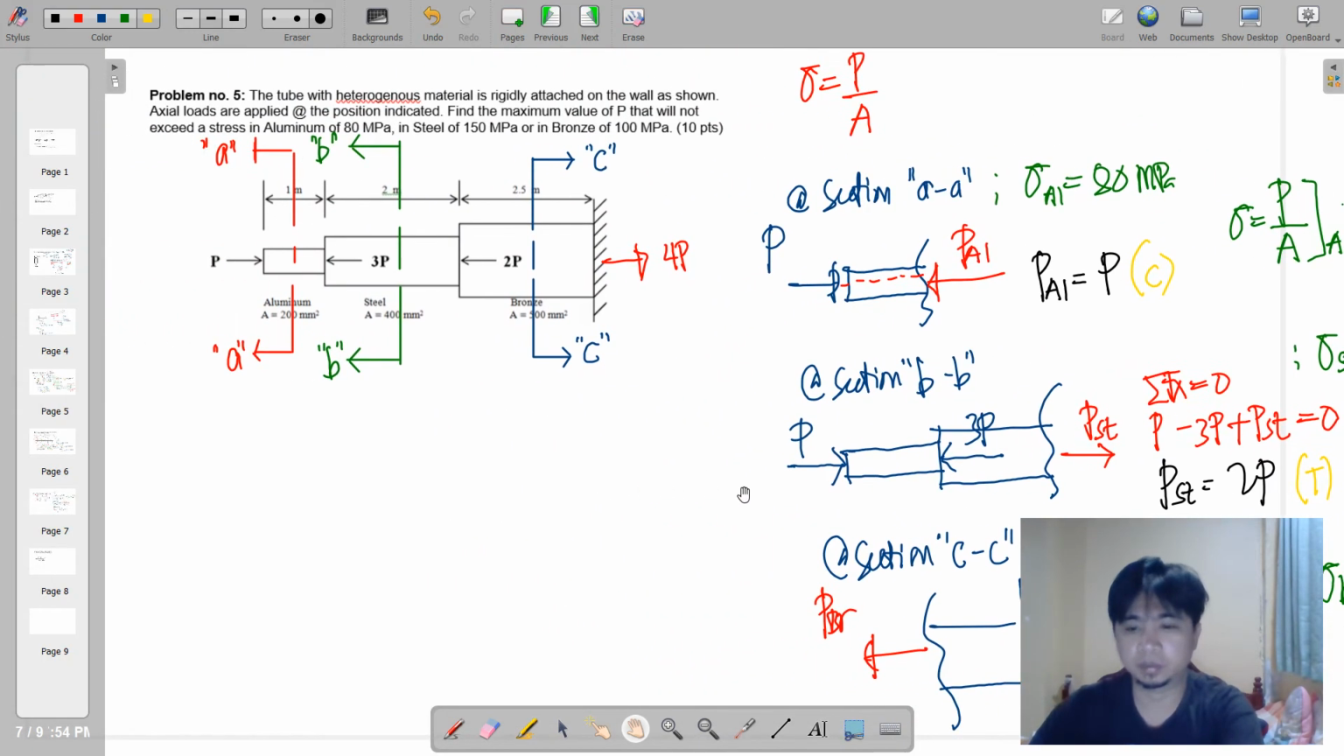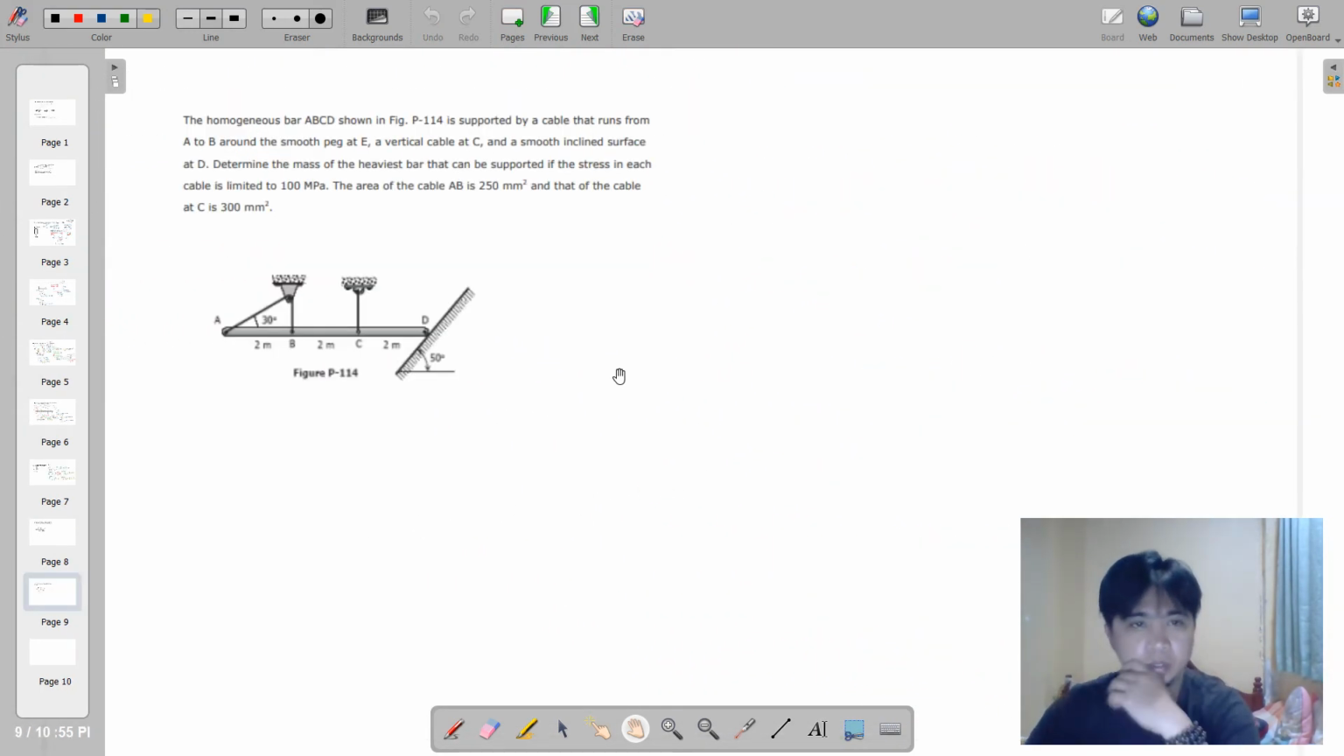So we proceed to the next. Okay, so for this particular problem, this bar A, B, C, D is being suspended through the cables as shown. So at point D, this bar is resting on the smooth surface inclined at 50 degrees angle with respect to the horizontal. So our task is to determine the mass of the heaviest bar that could be supported by these cables.